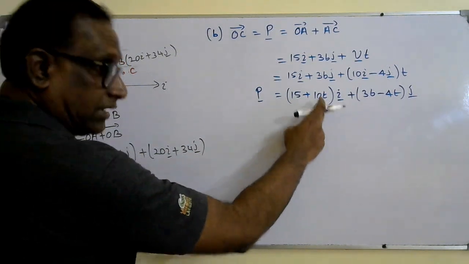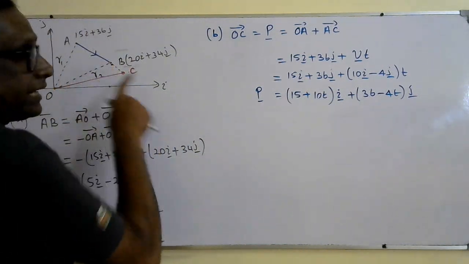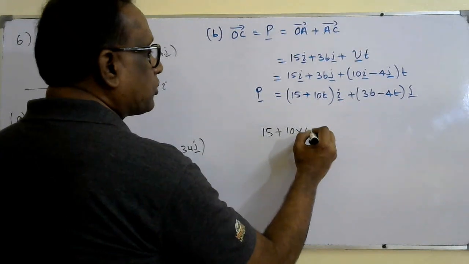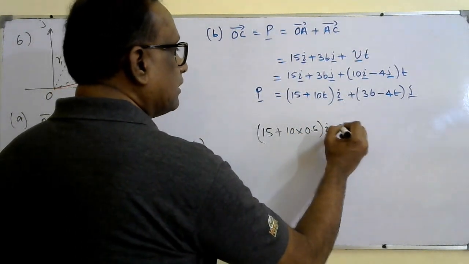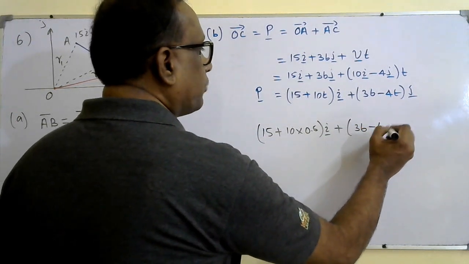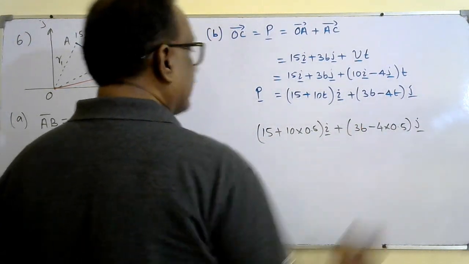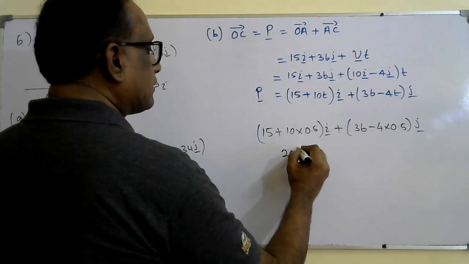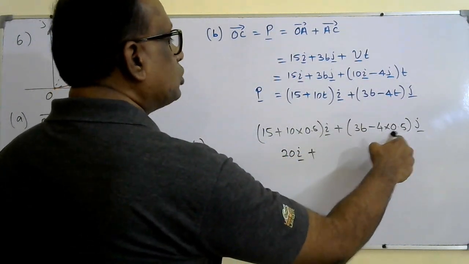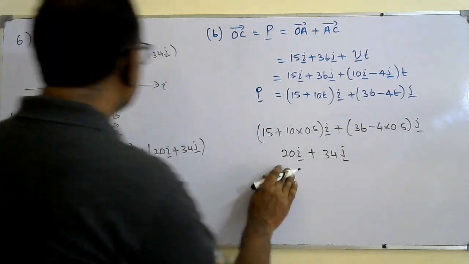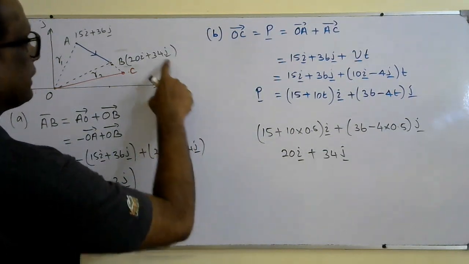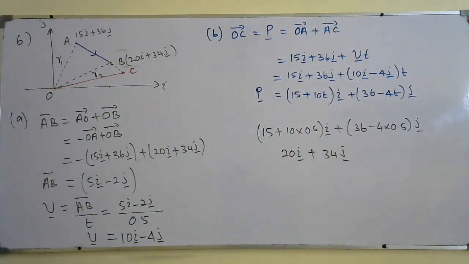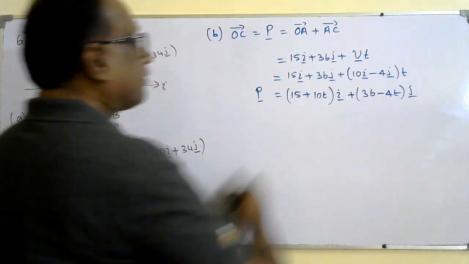Instead of T, put half an hour, because it reached point B at half an hour, 12:30. So put half an hour: 15 plus 10 into 0.5, I, plus 36 minus 4 into 0.5, J. This is 15 plus 5, 20I, plus 36 minus 2, 34J. Is it the coordinate of B? Yes, 20I, 34J. So it's correct. This is the general format of the position vector, which is what the question asks.